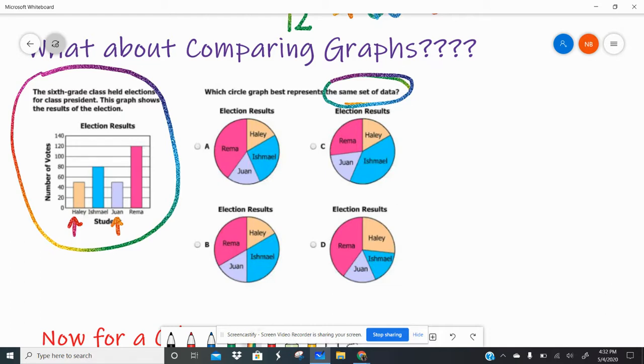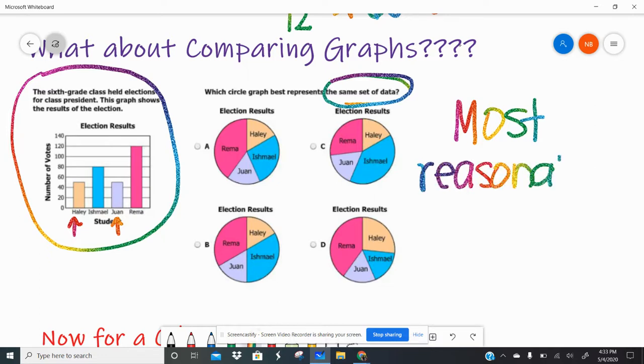I could add up how many people voted. For Haley and Juan, I'd estimate about 50 people each because it's between 40 and 50. But I can really just use process of elimination to see which one is the most reasonable. Maybe I can eliminate the wrong answers to figure out which one is most reasonable and not have to worry about doing tons and tons of math. First thing is I know Rema won the election. She is by far the biggest.